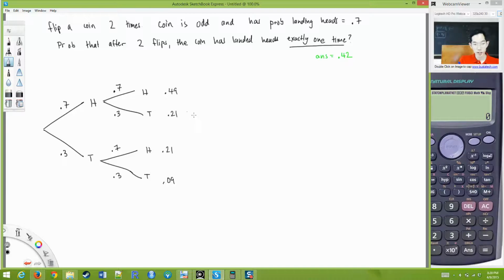So here it has landed heads one time, one head. And here also I get one head, right? So it either goes heads then tails or tails then heads. All of the other outcomes don't qualify because this one has 2 heads and this one has 0 heads. So I'm going to do 0.21 plus 0.21 and get 0.42.